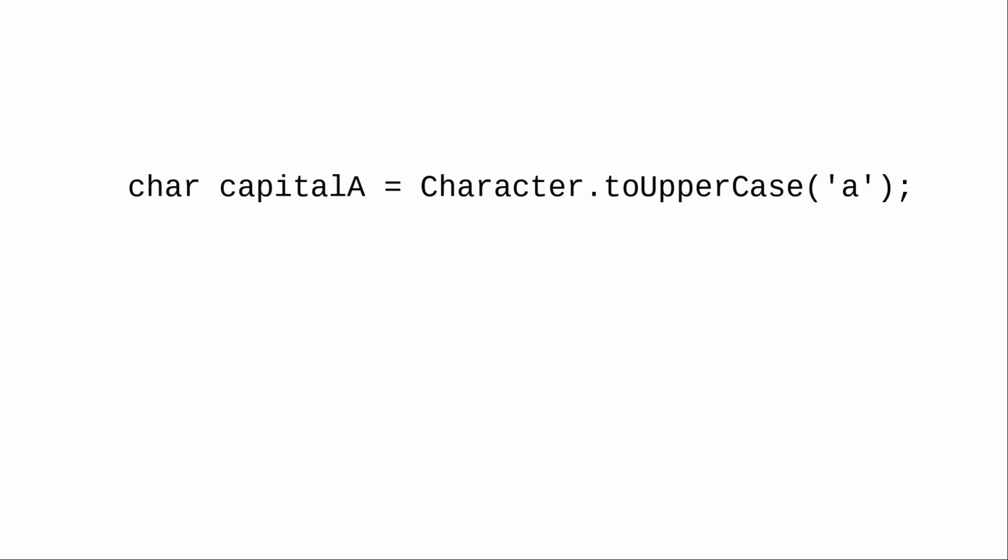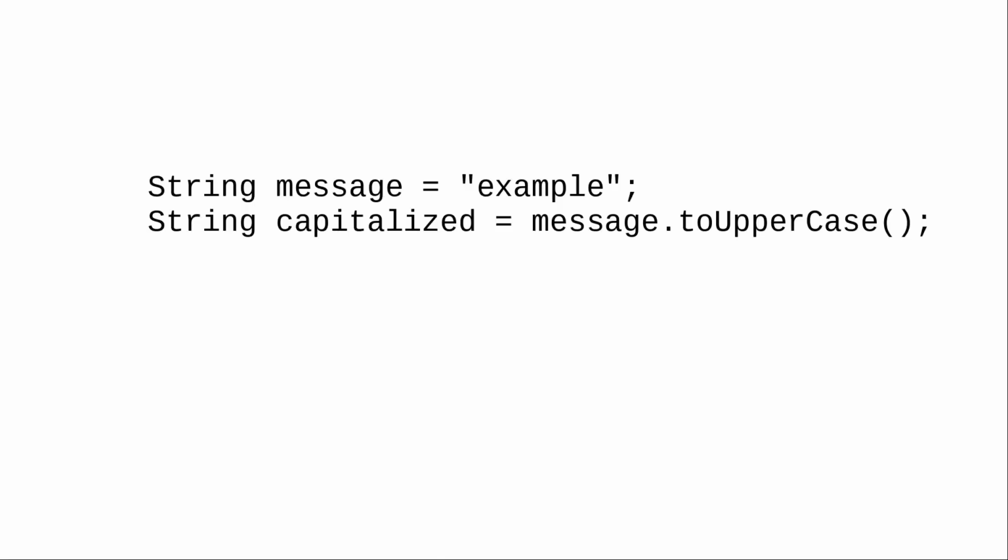Unlike the methods that work on characters, which look like this, with the name of the class Character, and the character you wish to transform as the parameter, strings are objects. Read from right to left, the second line says, call the toUpperCase method on the message string and assign that value to the variable capitalized.